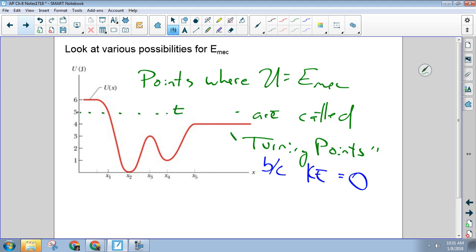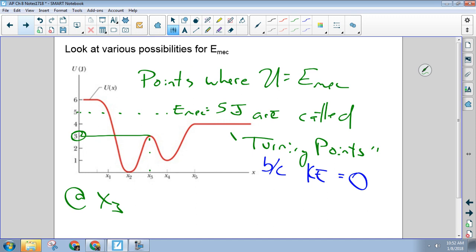So E_mec is 5 joules. Let's suppose my thing is at a position of x3. For this example, our mechanical energy is 5 joules. So if you're at x3, what would my potential and kinetic energies have to be? 3 joules and 2 joules. Yeah, the potential energy is 3, and therefore my kinetic energy has to be the missing 2, right?